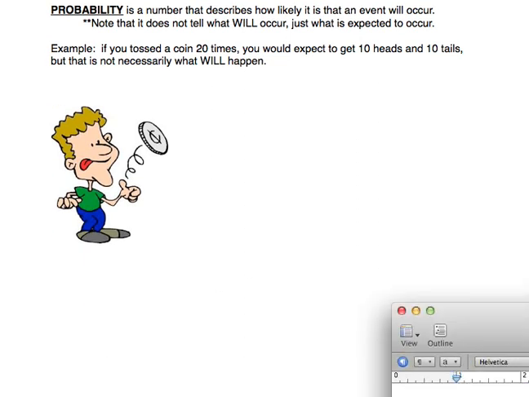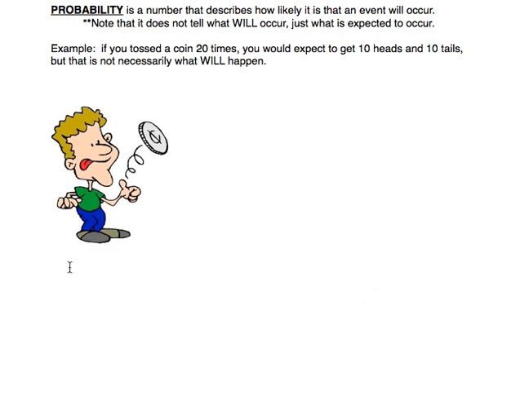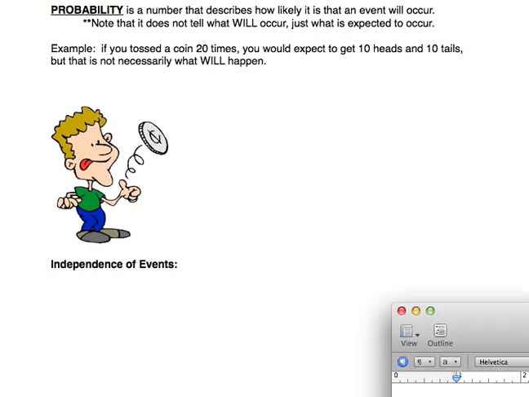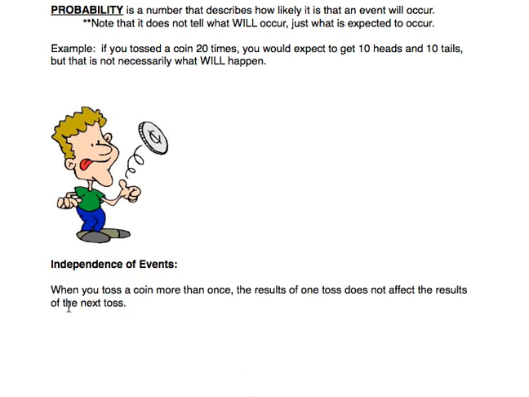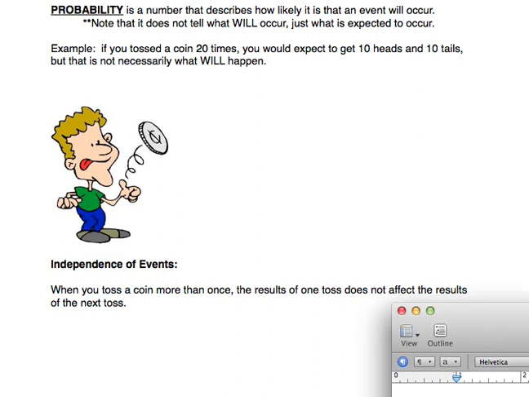What's important to think of when we're thinking about genetics or thinking about coin tosses is this idea of independence of events. Now, what does that word mean? I'll give you an example using the coin toss again. When you toss a coin more than once, the result of one toss does not affect the result of the next toss. These events are independent of one another.